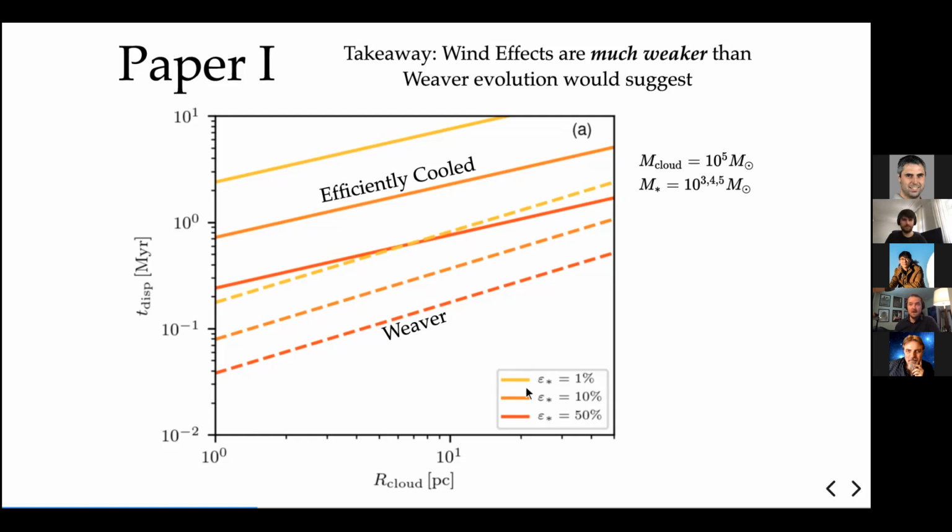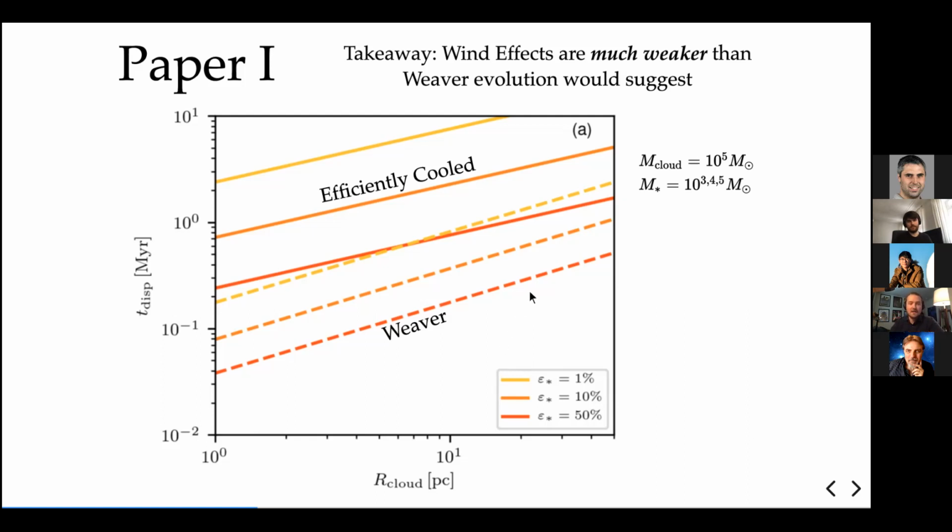Some people have used that model to basically say that, because we use the Weaver model compared to typical timescales for clouds, winds must be the most dominant form of feedback, because they can act over such short timescales. We're saying that isn't realistic. It's a little hard to compare these numbers to the cloud dispersal timescales from observations, because those are about extended star formation, and this is if you just have a point source of star formation in time and space.